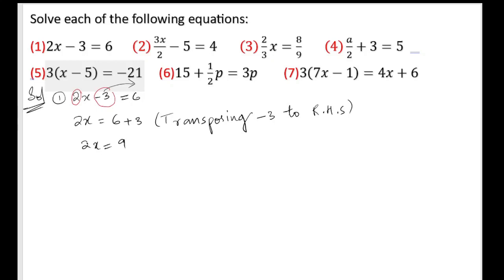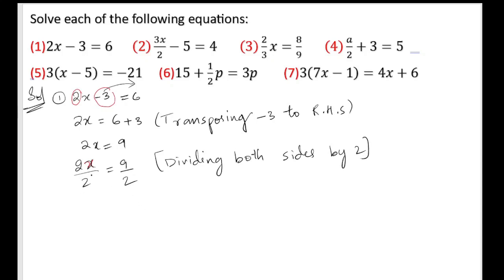Now I want to remove this 2. This 2 is in multiplication with x. To remove this, we need to use the inverse of the operator, that is division. So we need to divide both sides by 2. So let us write 2x by 2 is equal to 9 by 2. So we are dividing both sides by 2. 2 ones are 2. So we can write x is equal to 9 by 2. So this is our first bit.